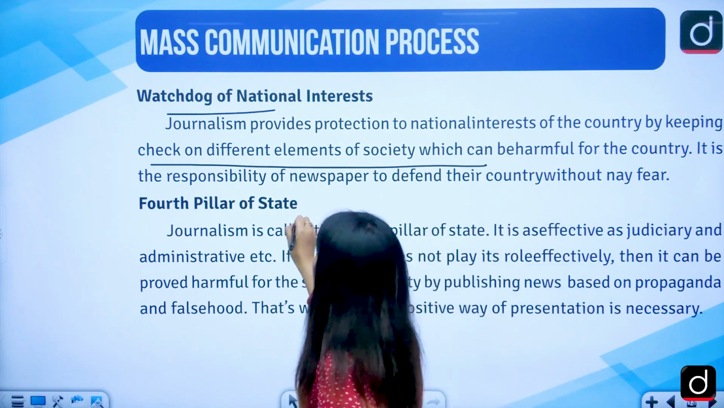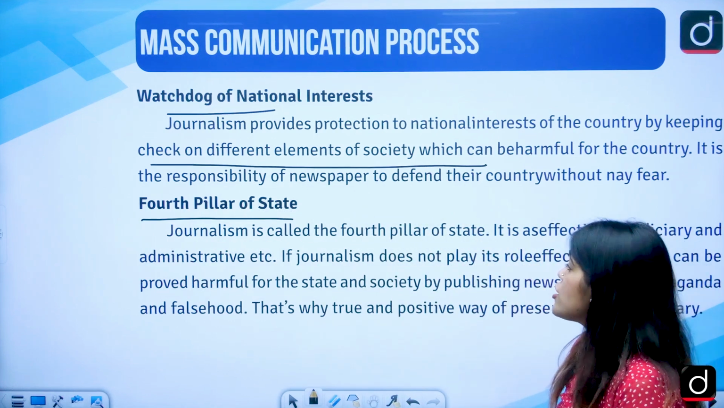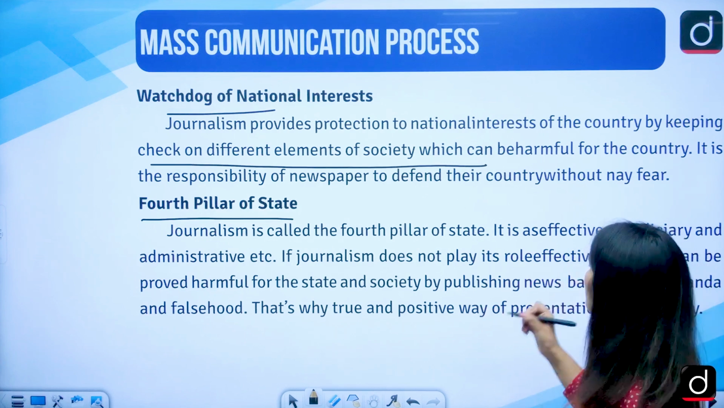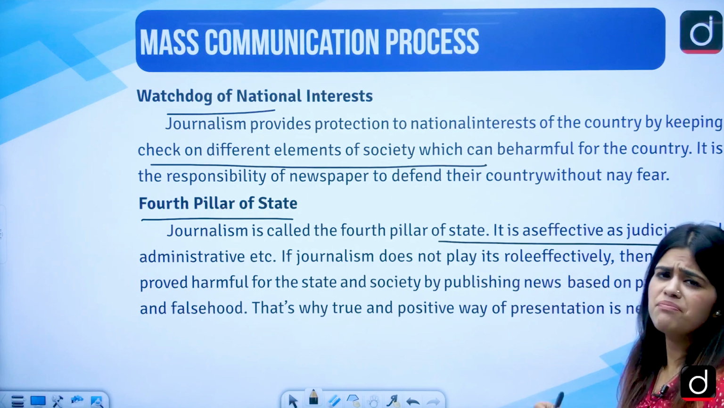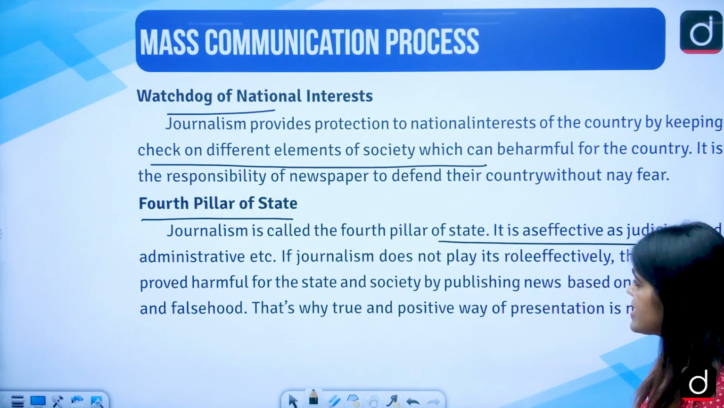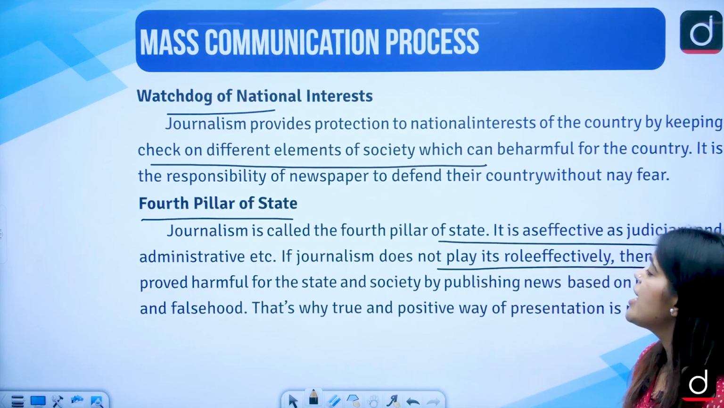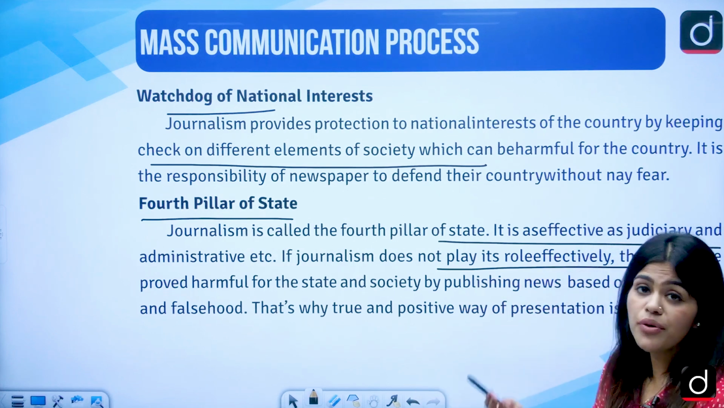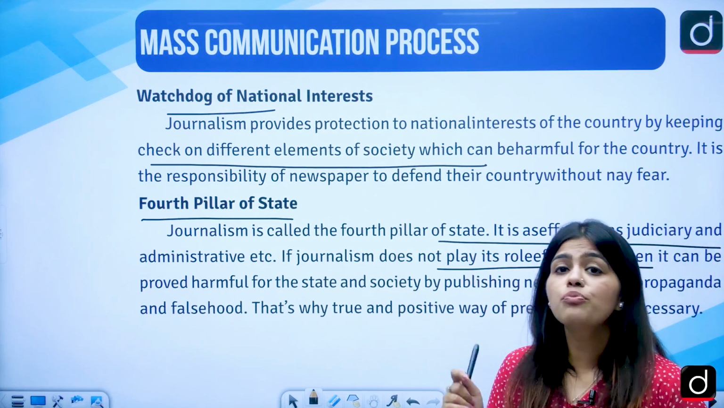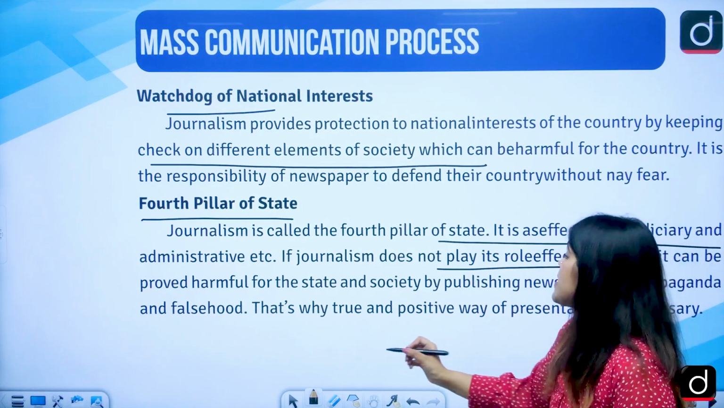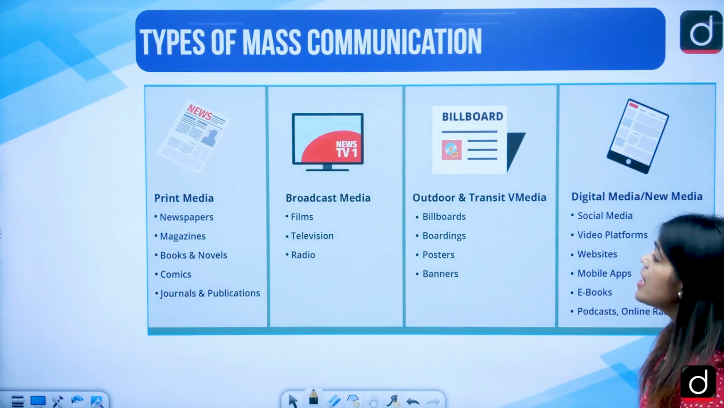Then comes the last function, that is the fourth pillar of state. Journalism is called the fourth pillar of the state. It is very effective in any part, be it judiciary or administrative, etc. If journalism does not display its role effectively, then you can call it harmful for the state. So they need to be true, they need to portray the correct pictures. That is why a true and positive way of representation is very important.